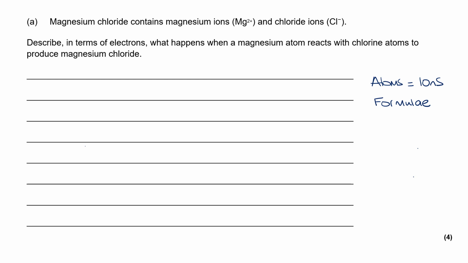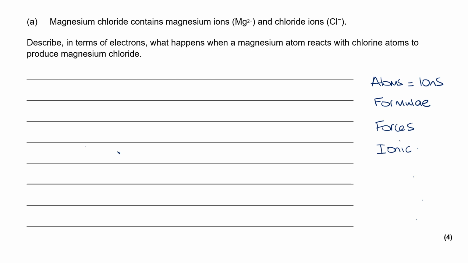Thirdly, you would need to state the type of forces between the ions, and then finally you would need to include what type of bonding it is, which we've already said we know it's ionic because you've got the difference in charge of ions.